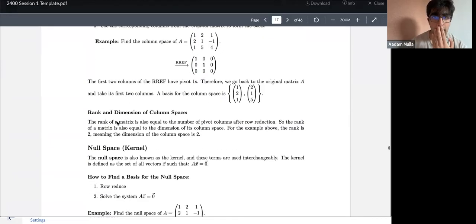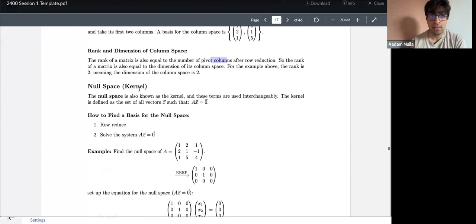Okay. Again, the rank of a matrix is also equal to the number of pivot columns. So this went back to the question of how the rank is very powerful, because the rank is the number of non-zero rows. It's also equal to the number of pivot columns. So the rank is the dimension of the row space. It's also the dimension of the column space. Okay, both.